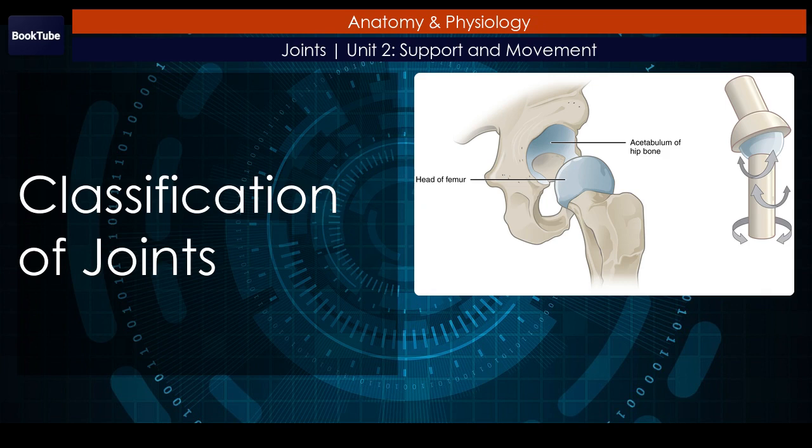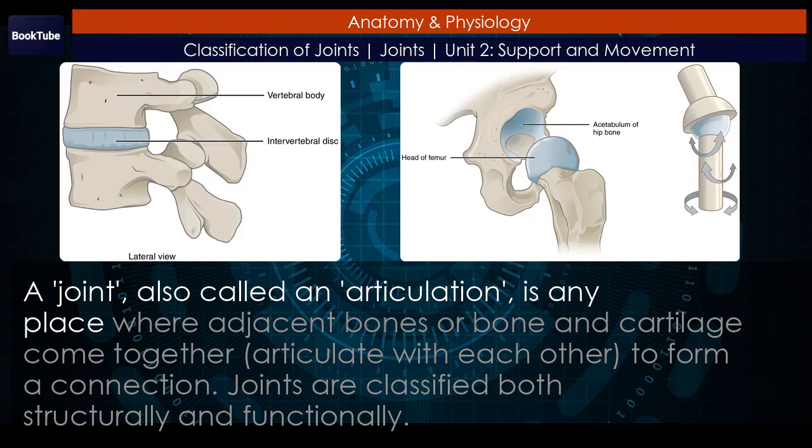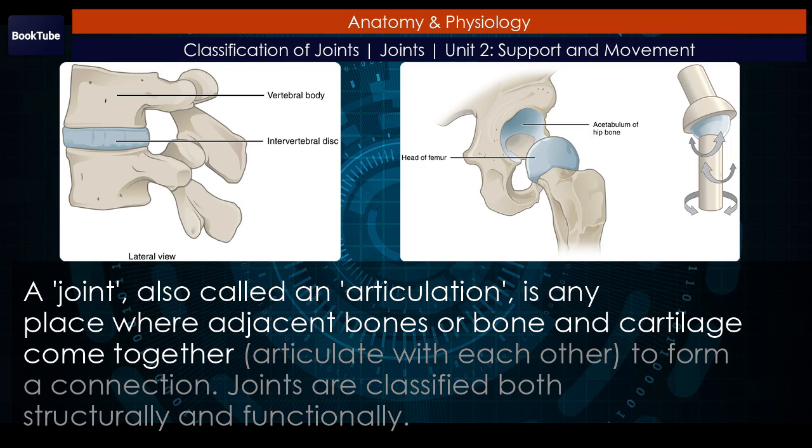Classification of joints. A joint, also called an articulation, is any place where adjacent bones or bone and cartilage come together, articulate with each other, to form a connection. Joints are classified both structurally and functionally.